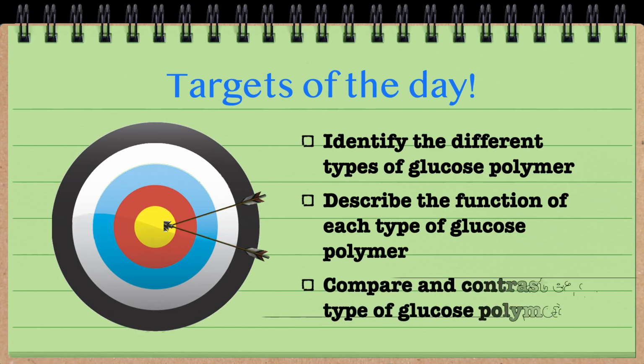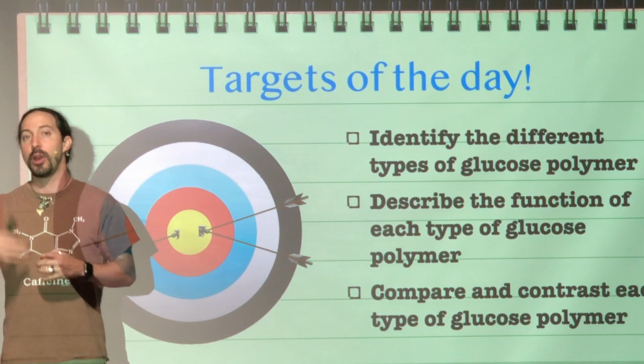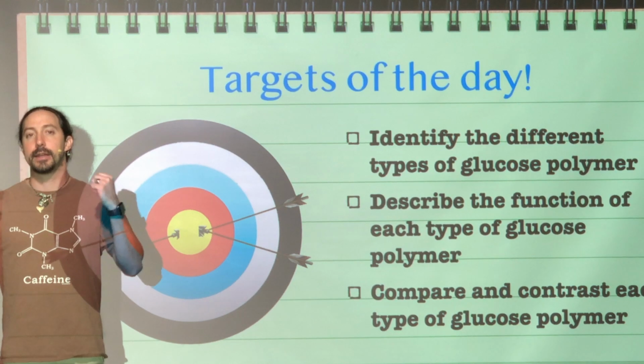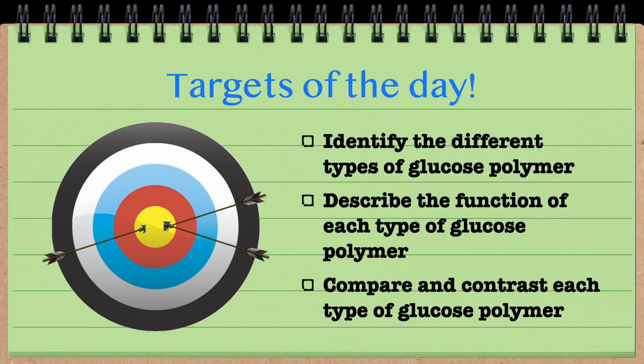And lastly, we're going to compare and contrast those different types of glucose polymers, making sure that we understand what ways to identify them, what they're used for, and how they are structured. Let's go and look at it.